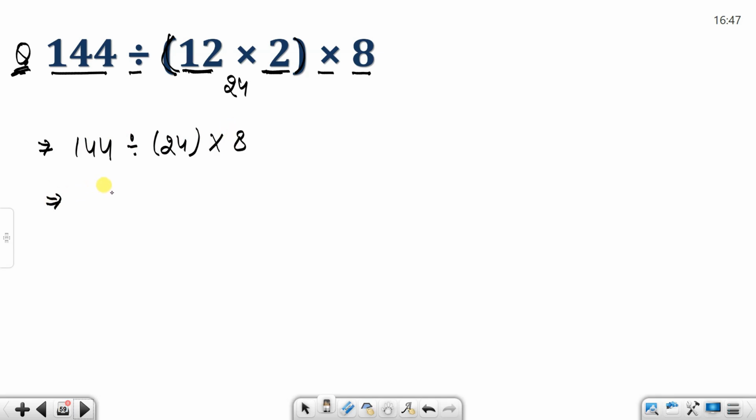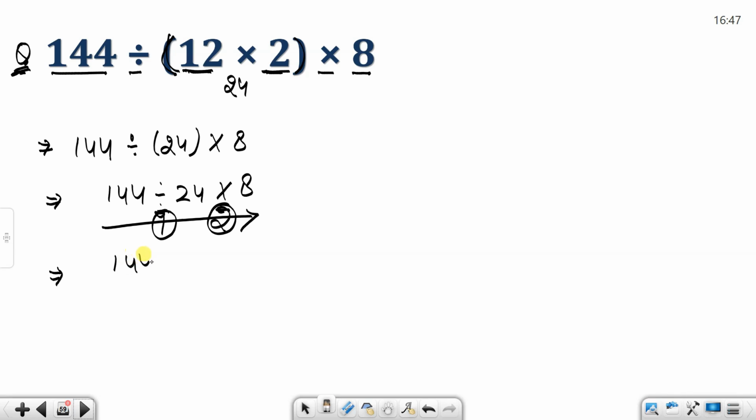Now let's solve it. 144 divided by 24 multiplied by 8. We go with division before multiplication. They have the same priority, so we'll check from left to right. When checking from left to right, we'll give first priority to division, second priority to multiplication.